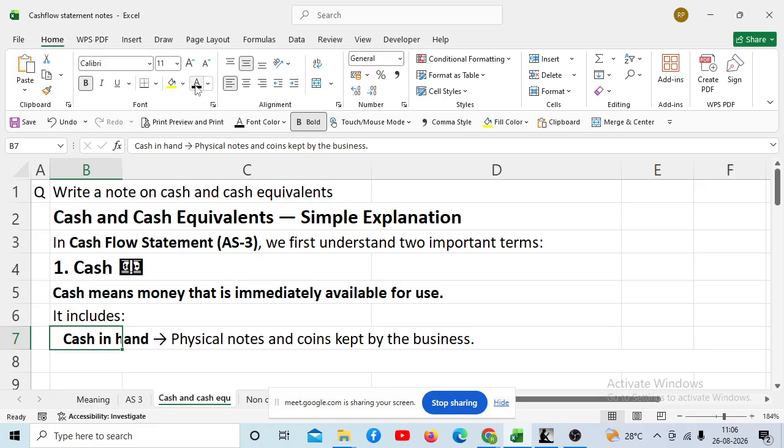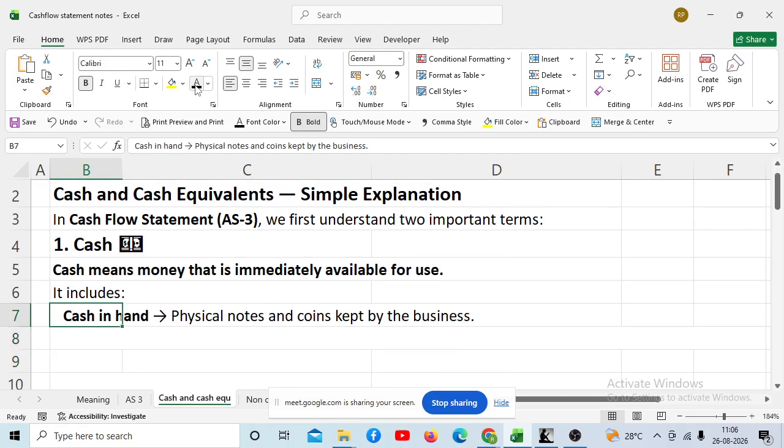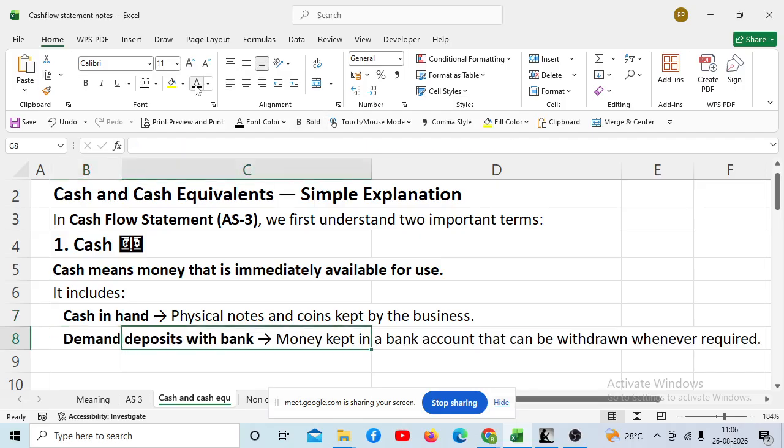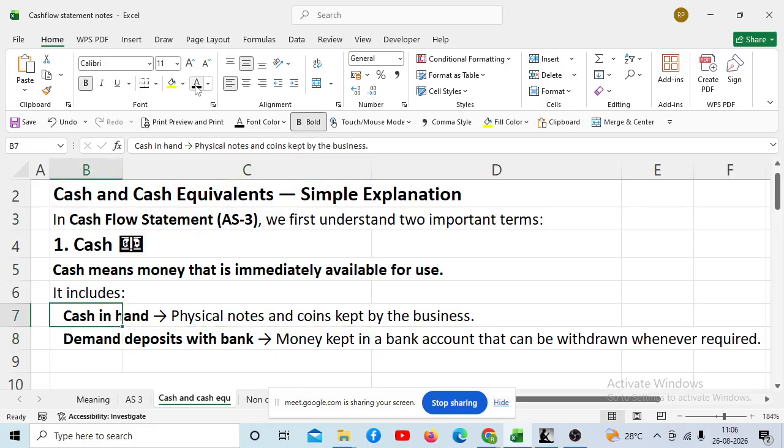It includes cash in hand. Cash in hand means what? Physical notes and coins which are kept in the business. And then demand deposit with bank, that means money kept in a bank that can be withdrawn whenever required. So these two things we call as cash. Whatever physical cash is there in our business and whatever money is there in our bank which we can withdraw immediately. So these two things indicate cash. Understood what is the meaning of cash?